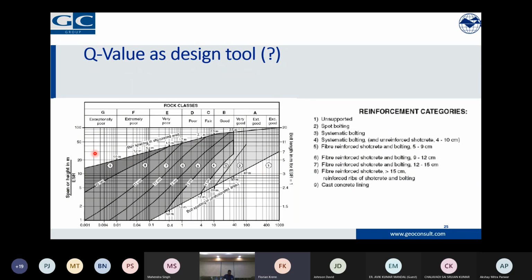And with every span and Q value of the rock mass, which is shown here along this line, we can go from unsupported to spot bolting, then systematic bolting up to fiber reinforced sprayed concrete, ribs, shotcrete bolting, basically the whole range of what we see in many projects. And then the bolt spacing is also given here as an indicative value from 1 meter to 2.5 meter. So this is a sort of design tool which can be used.